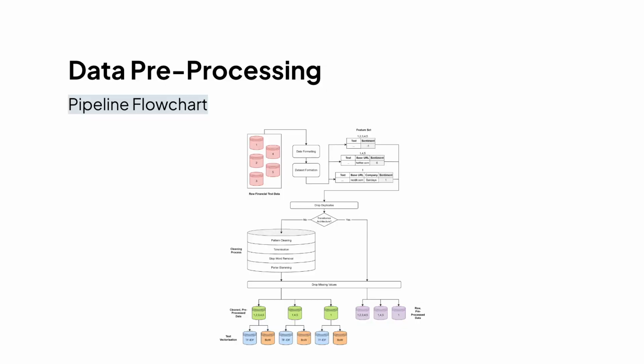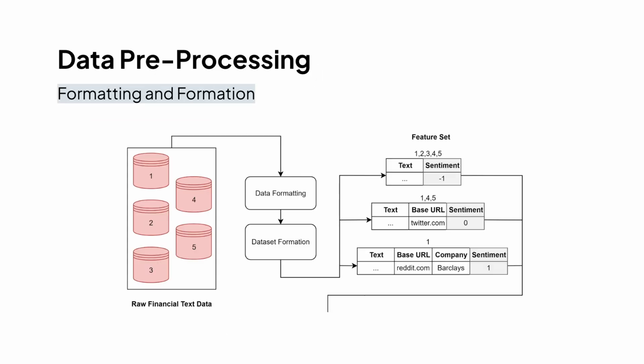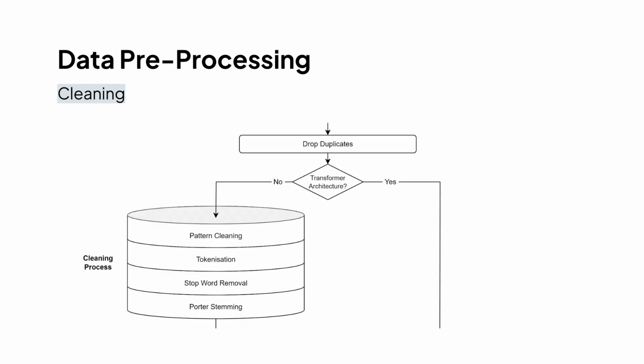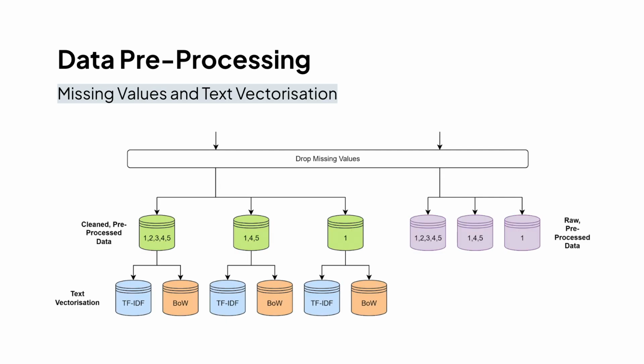This flowchart illustrates the algorithm we perform, covering data formatting and formation, our detailed cleaning process, finally handling missing values and text vectorization, culminating in 6 pre-processed datasets.